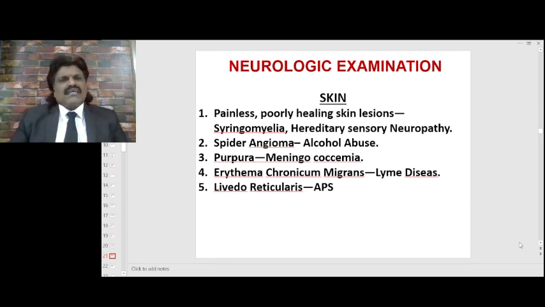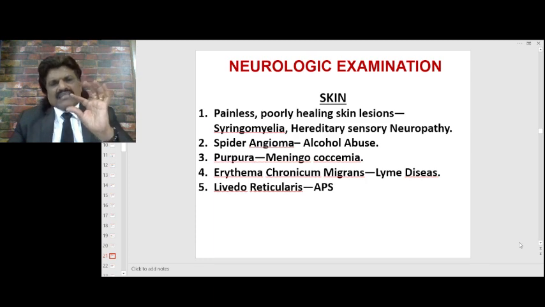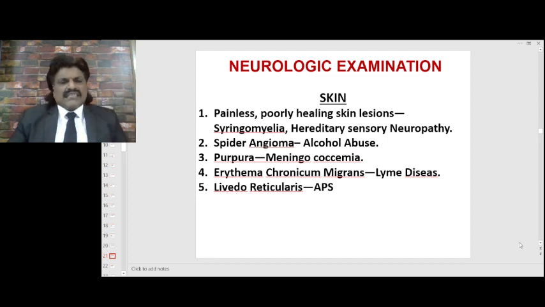disordered conditions. If there are painless, poorly healing skin ulcers, it could be syringomyelia, because syringomyelia affects the center of the spinal cord, wherein the crossing spinothalamic fibers get affected, but it spares the posterior column. So pain is affected, but the touch sensation is spared. Since the pain is lost, they will not be able to appreciate pain, and it will result in painless, poorly healing skin ulcers. Again, hereditary sensory neuropathy also can lead to painless, poorly healing skin lesions.